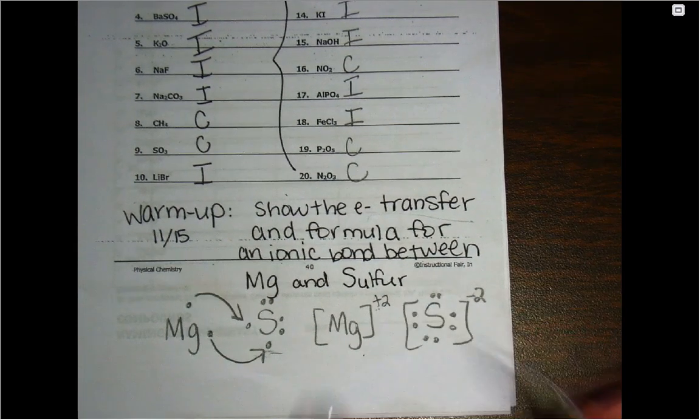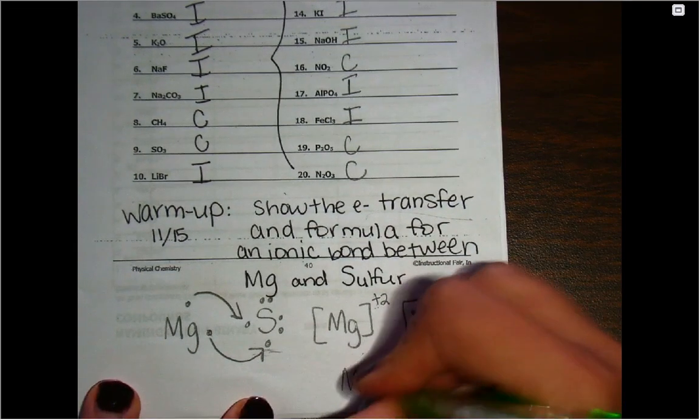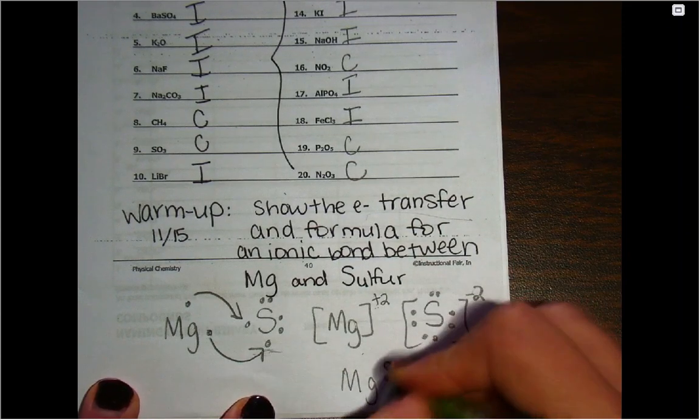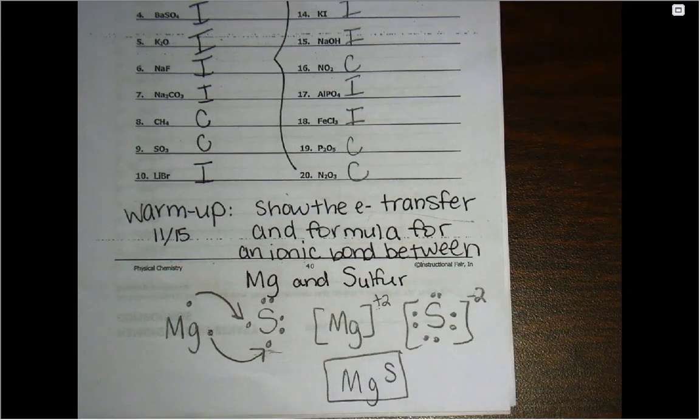How many magnesiums do we have? 1. Okay. How many sulfurs do we have? 1. Good. And that's our final formula. Magnesium sulfide. Okay? So there's no number, that means 1, right? Yep. When there's no number, it means 1. Good. All right. Are there any questions from the warm-up?